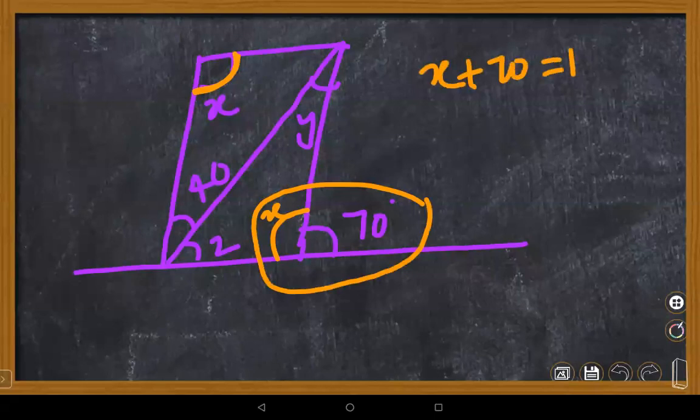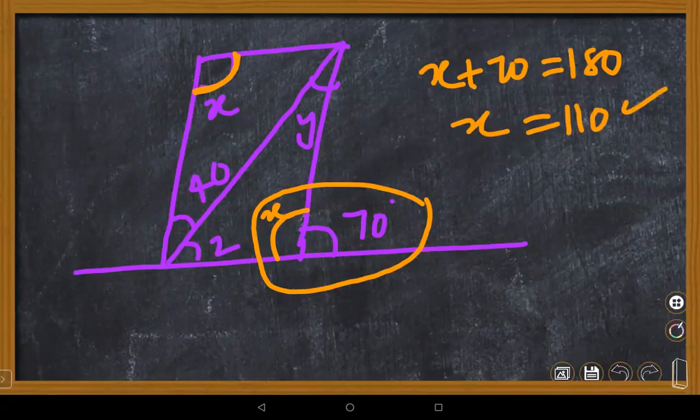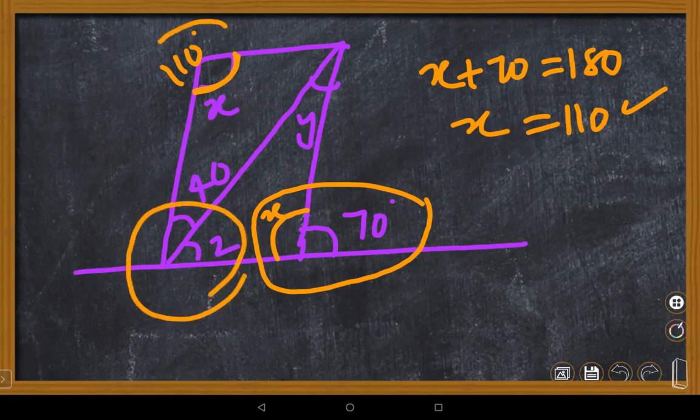Ma'am, X is equal to 110. The other one is also 110. You got the X value as 110. Now here also we can get a 110 angle, right? Then are 110 and this complete angle adjacent angles? Yes or no? Yes, ma'am.